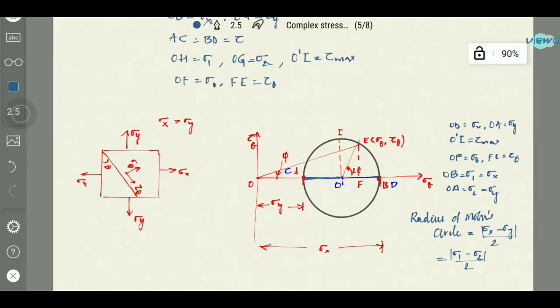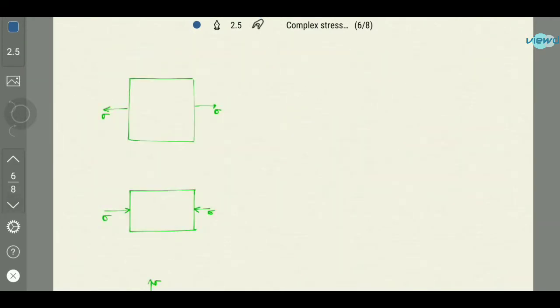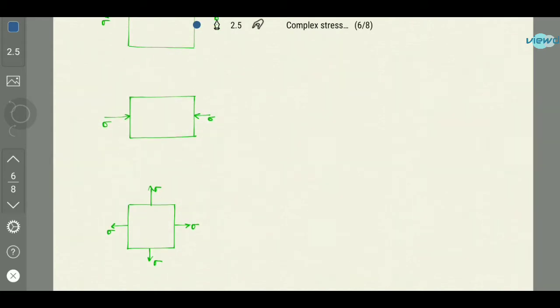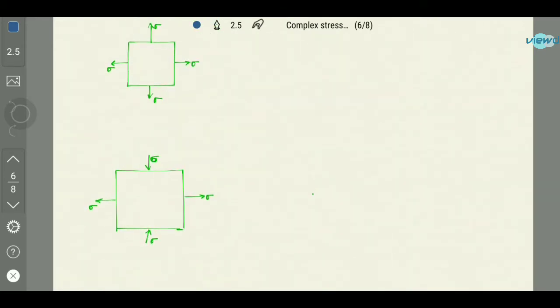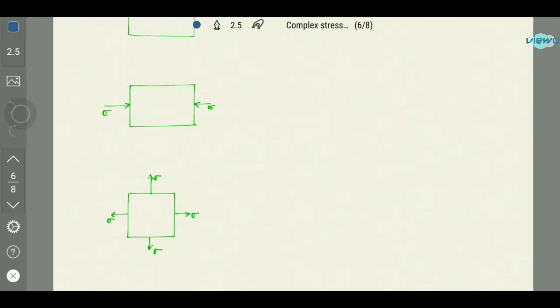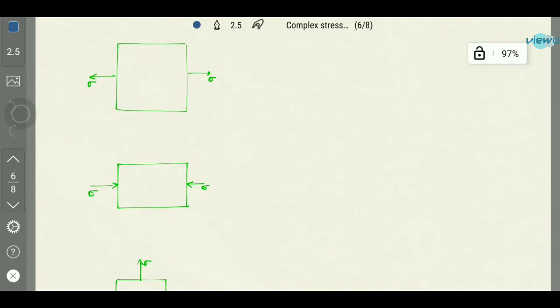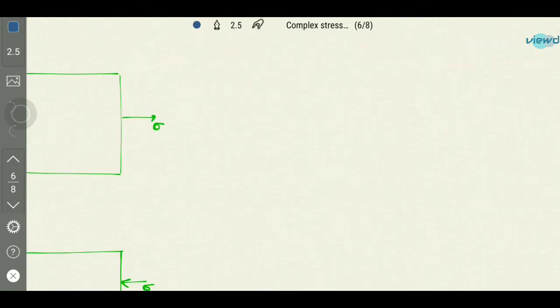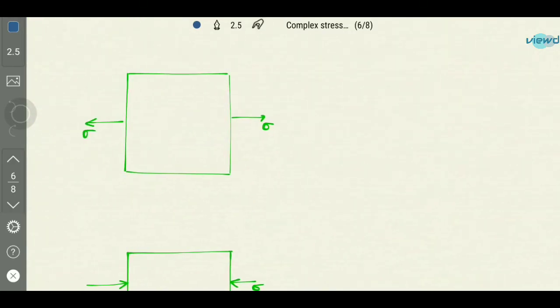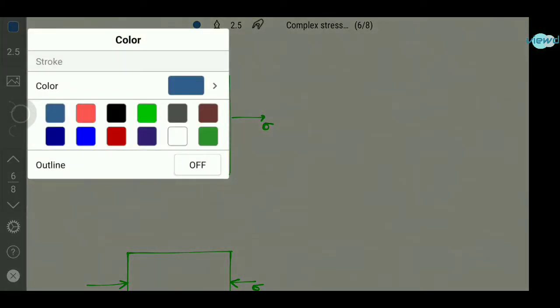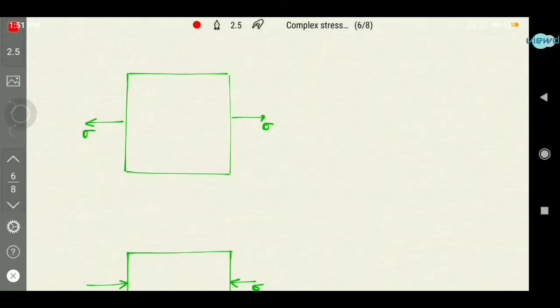And the next one, we have seen these are the cases of tensile stress. And what if it is compressive? Let us see that, and different cases are here. So the first case is uniaxial stress, only sigma is acting in the x direction, then the diagram will be like this.